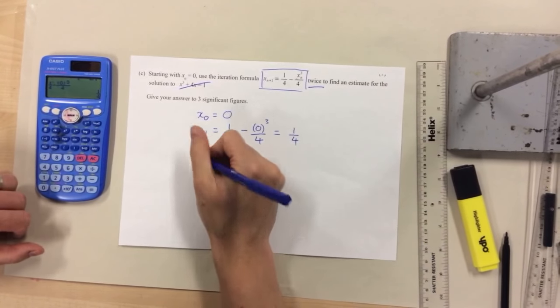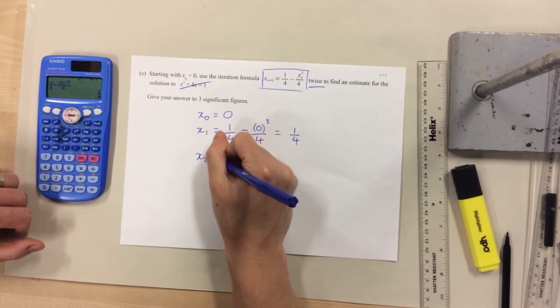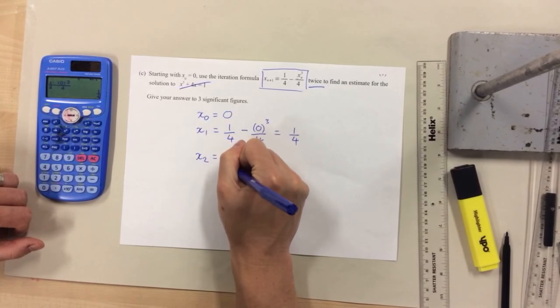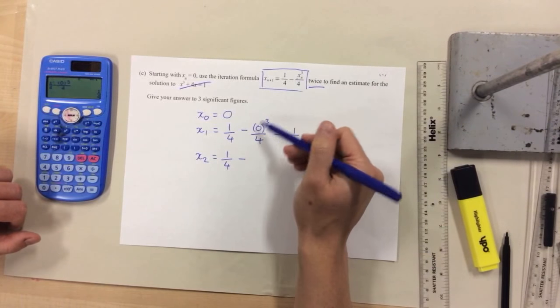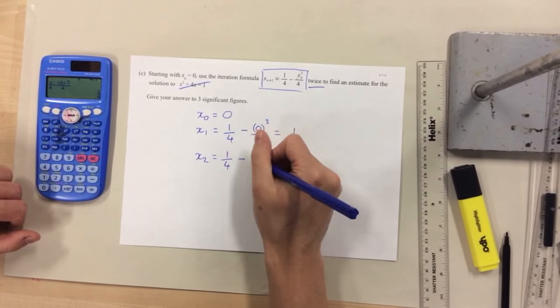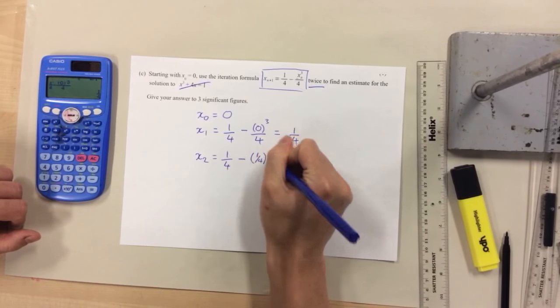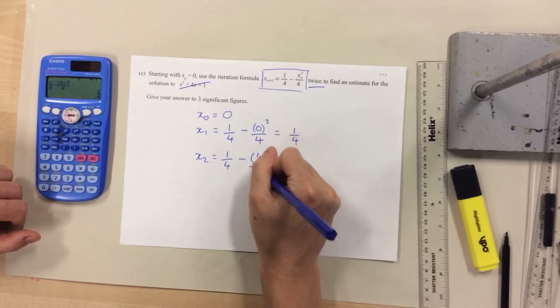I've done it once, so x2 will be my second time. I've got 1 over 4 yet again, take away. Now remember last time my x was 0. Now it's going to be 1 quarter cubed over 4.